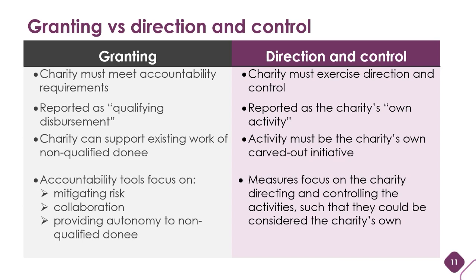On the other hand, for direction and control mechanisms, the charity must exercise direction and control, and this is reported as the charity's own activity. The activity must be the charity's own carved out initiative. And accountability measures focus on the charity directing and controlling the activities such that they could be considered the charity's own. For more information about the similarities and differences, you can read more in the granting guidance. Under both arrangements, the charity must meet the requirements of the Income Tax Act.